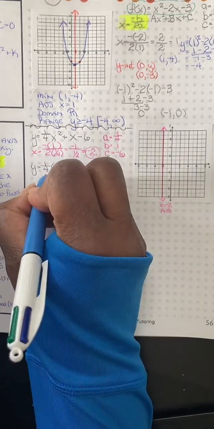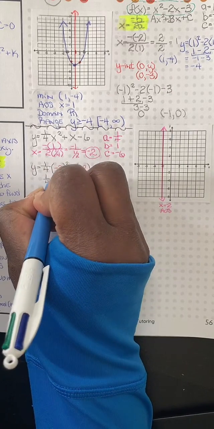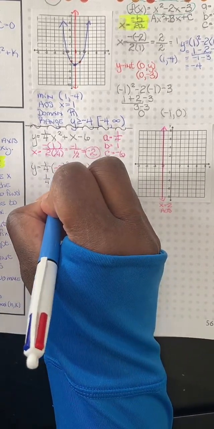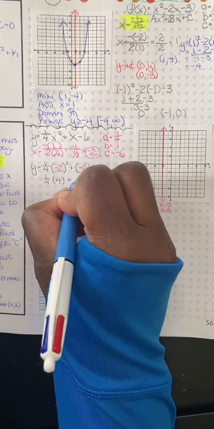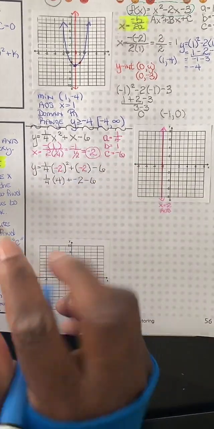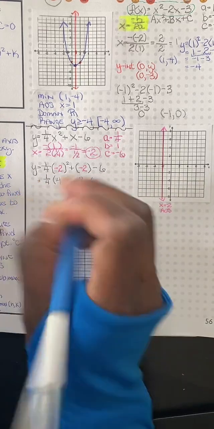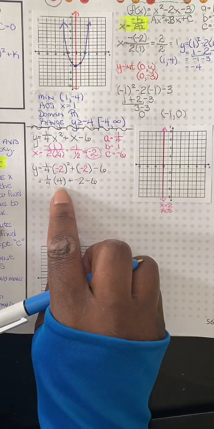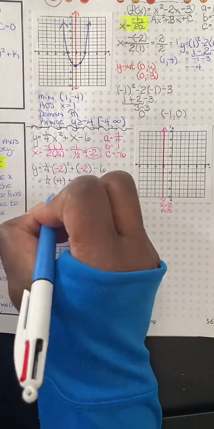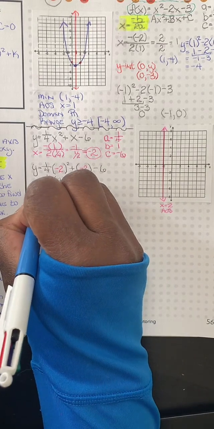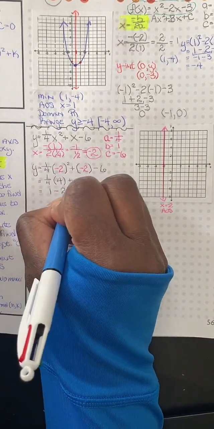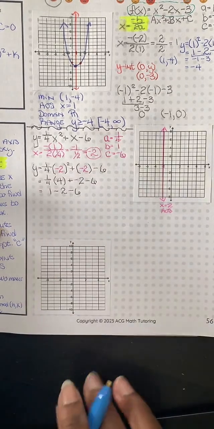So this is basically 1/4 times -2 squared, which gives me a positive 4, plus my -2 minus my 6. Now, 1/4 of 4 is the same as saying 4 divided by 4, okay? So that gives me 1. So that means we have 1 minus 2 minus 6.